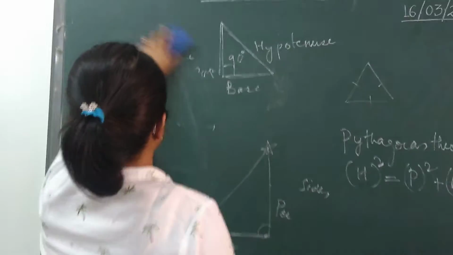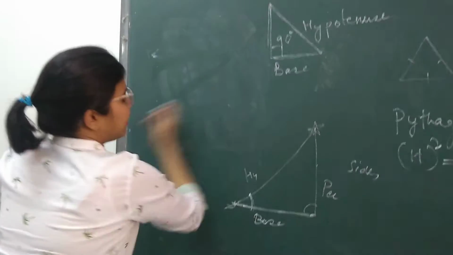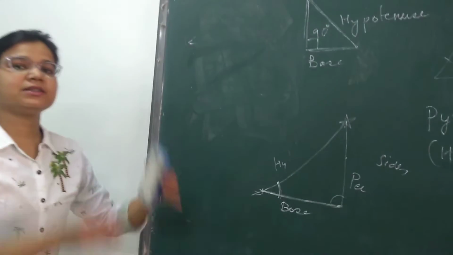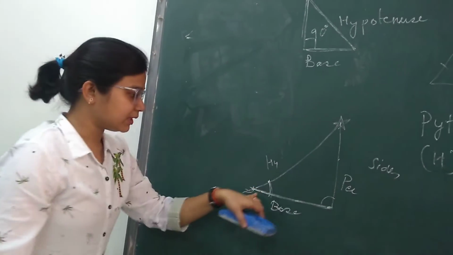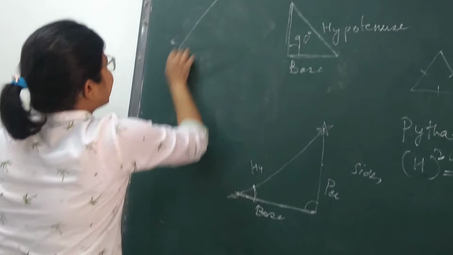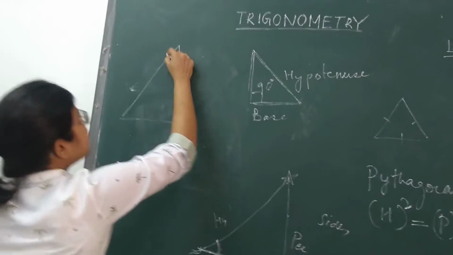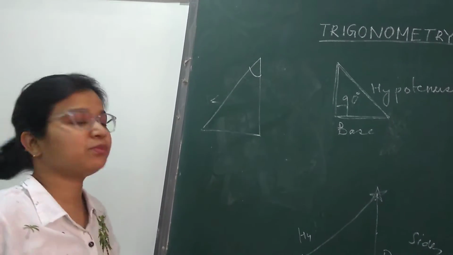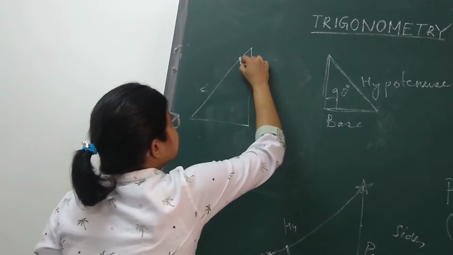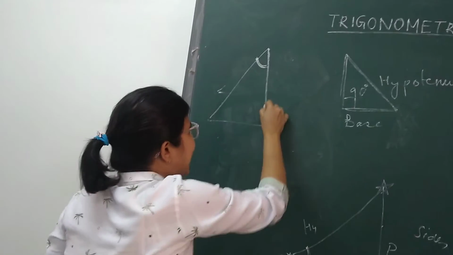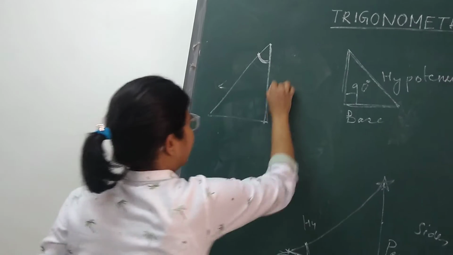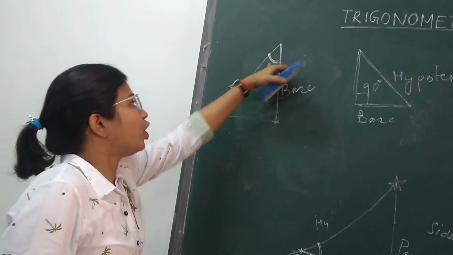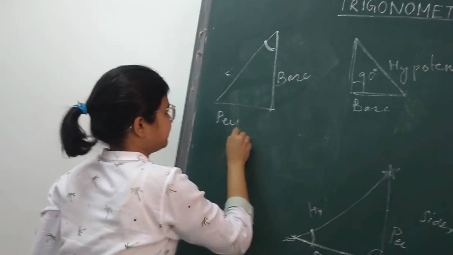Suppose when I am standing on the surface of the earth, at that time my base angle is below the triangle. Now if I take the triangle wherein the angle of measurement is on the upper side, then how to decide which is the base and which is the perpendicular? The side which is adjacent to the angle is the base now. That means the base has changed, and the side which is opposite to the angle is the perpendicular.